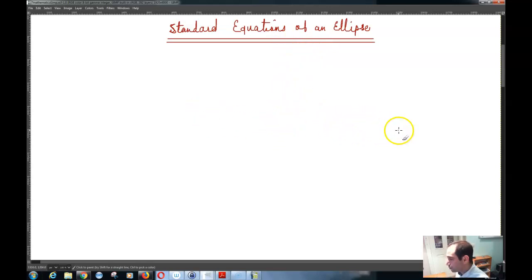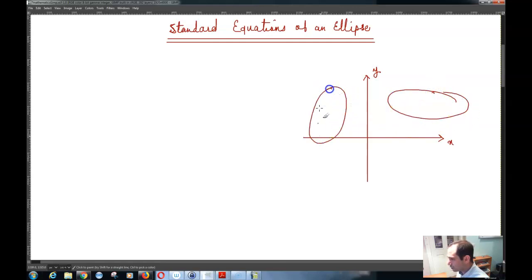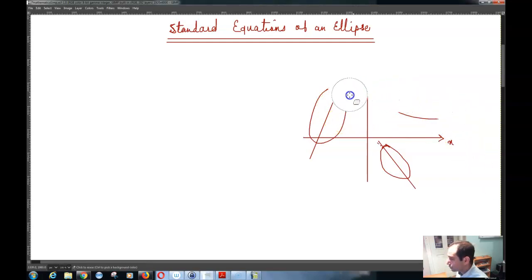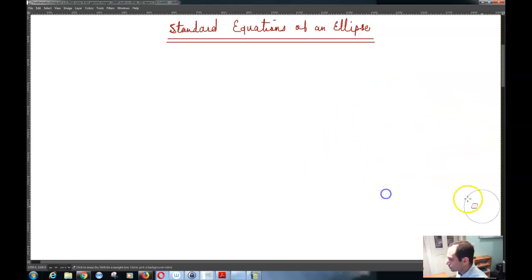Of course, if you imagine that this is, for example, the xy plane over here, and this is your x-axis and y-axis, of course you can have an ellipse in any sort of orientation in the xy plane. You could have an ellipse over here, in this orientation, or in this orientation, assuming that this is the axis of symmetry. Of course, that's possible.